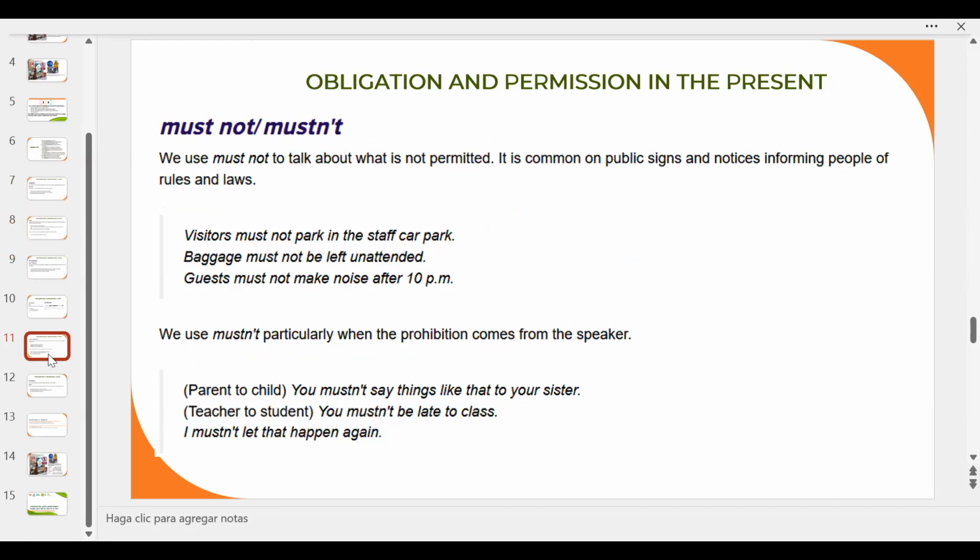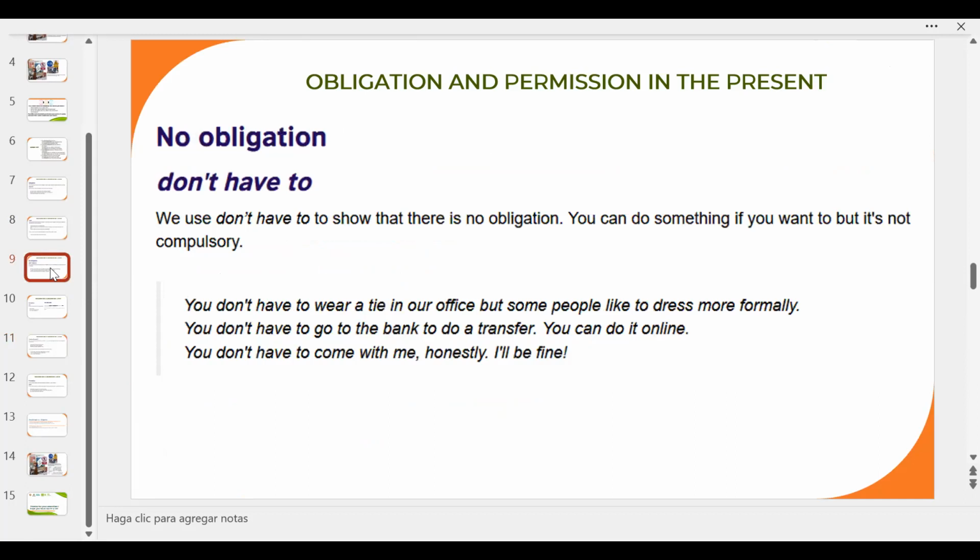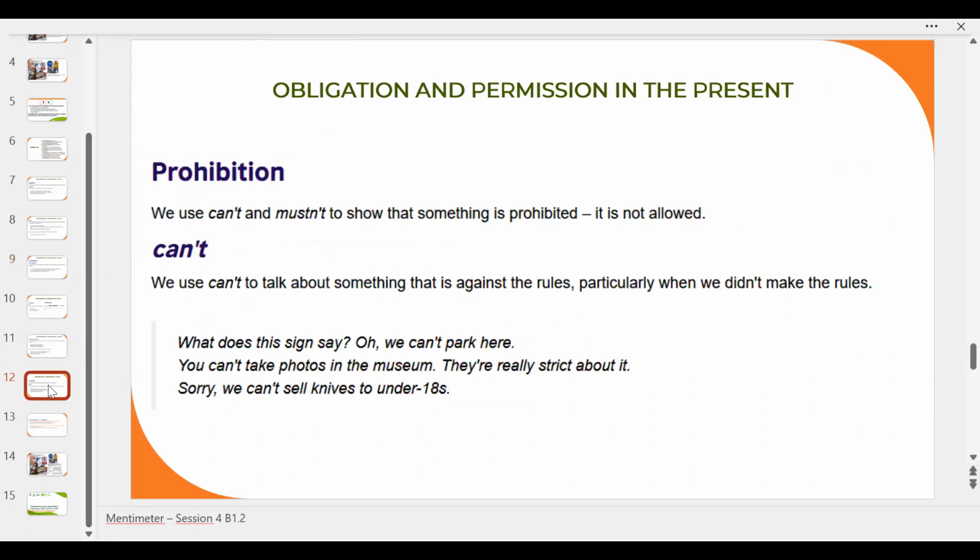So you are not allowed to do any type of activity. For example, visitors must not park in the staff car park. It is a prohibition. Probably that's the word that we can connect the most when we're talking about must. I'm going back to this one, but if we use don't have to, it's because there is not an obligation. So guys, be really careful. If they are affirmative, they mean the same. But if they are negative, the idea is completely different. In one case, talking about a prohibition, and in this case, talking about that we don't have any obligation whatsoever.